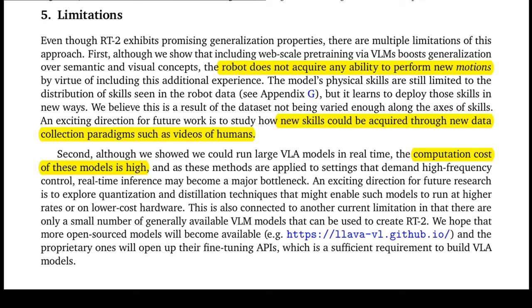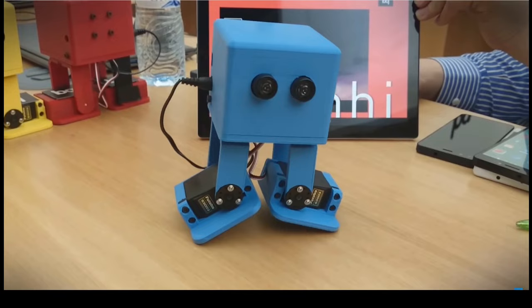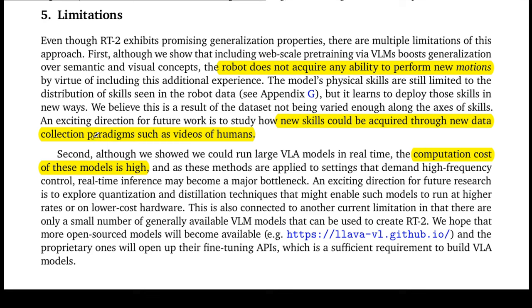Though all this is exciting, it's definitely not without limitations. The biggest limitation is that the robot is unable to acquire new motions. So if you ask the robot to do a moonwalk, good luck with it. Even if it can reason about the moonwalk, it will definitely not be able to reproduce the motion of a moonwalk. This opens up new directions of research, such as learning skills by watching videos of humans.